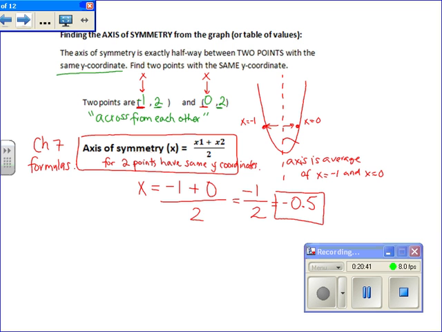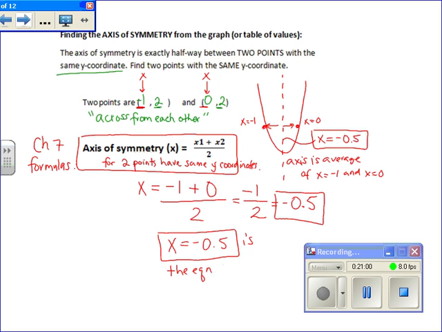Okay, so my axis of symmetry runs through the x-axis at negative 0.5, and I can then write that out right here. Okay, so x is equal to negative 0.5 is the equation for the line of symmetry, or I'm going to call it the axis of symmetry. Great. So we could go back to our graph now and just put our line of symmetry right in, and now we can state the line of symmetry is the line x equals negative 0.5, or negative a half.